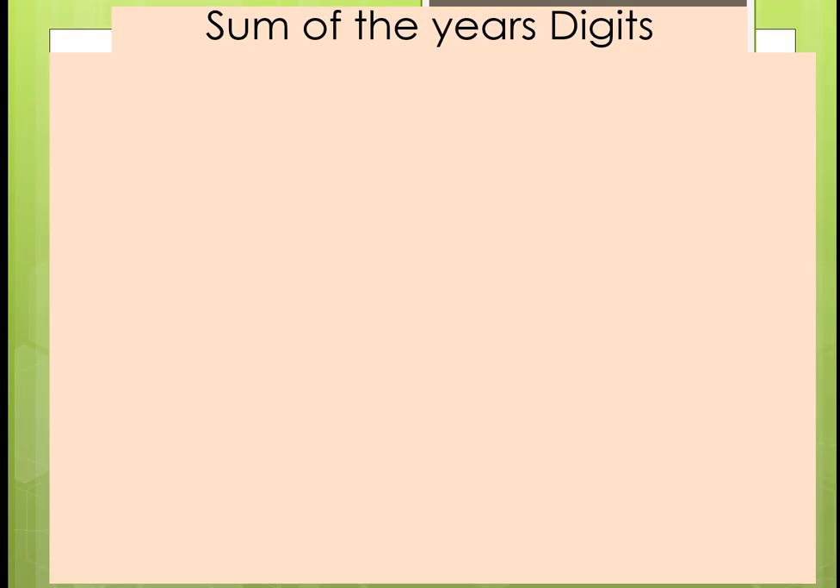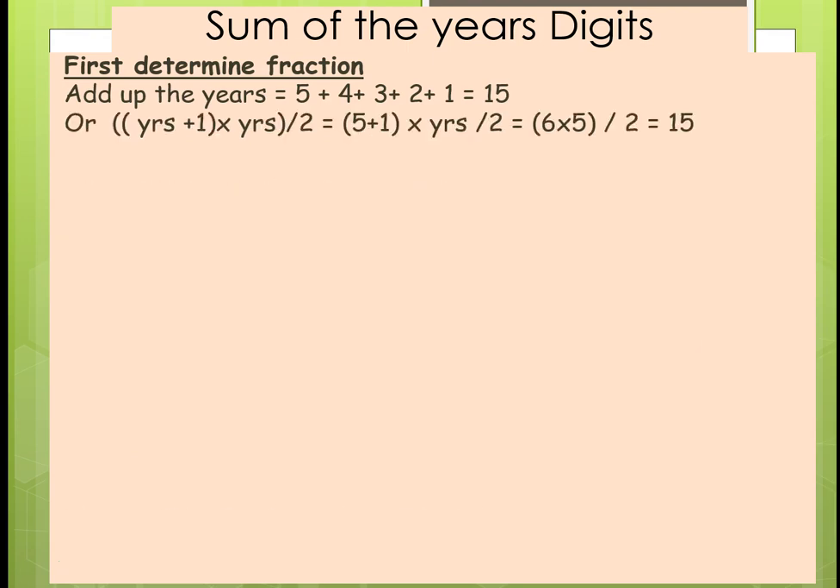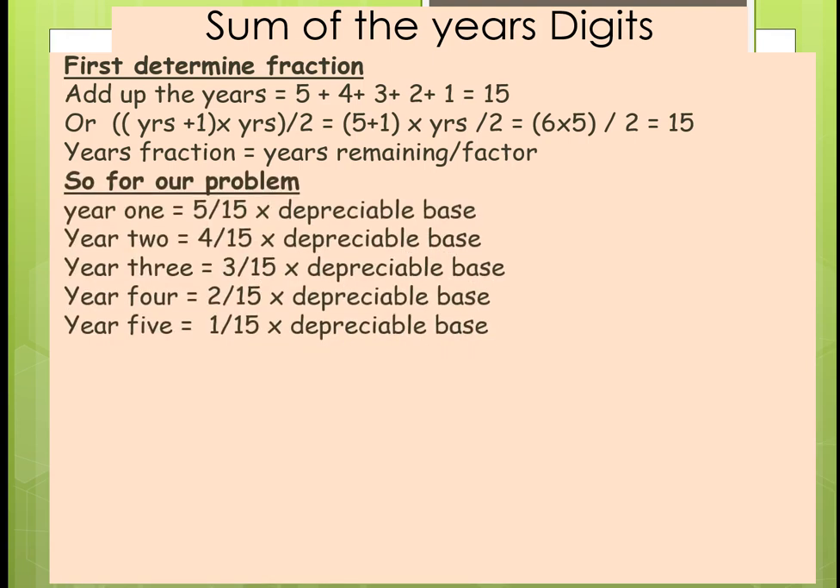Now, sum of the years' digits, this is a tricky one. All right, first determine the fraction. I have two methods. You can add up the years, 5, 4, 3, 2, 1, or you can use the formula, which is years plus 1 times years divided by 2, and you'll get the correct number. That's the easier way to do it. So, years fraction equals years remaining divided by the factors. So in year 1, it's 5 divided by 15. In year 2, it's 4 fifteenths, then 3 fifteenths, then 2 fifteenths, 1 fifteenth.